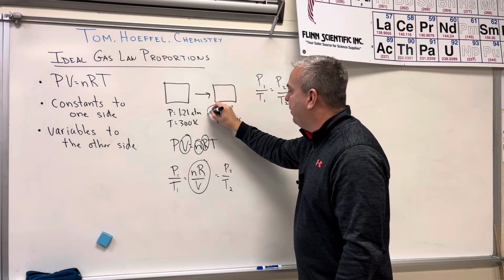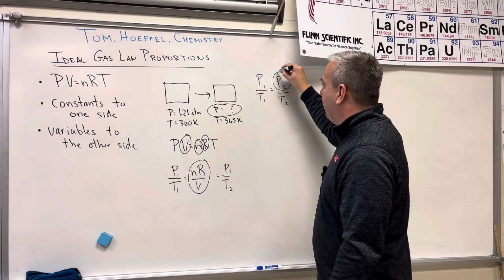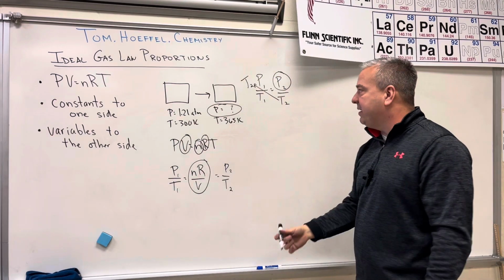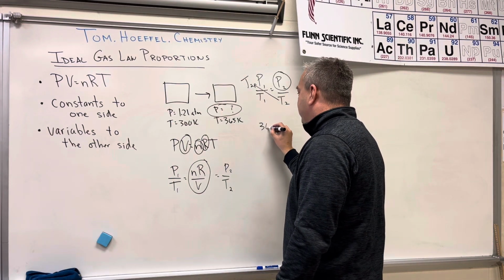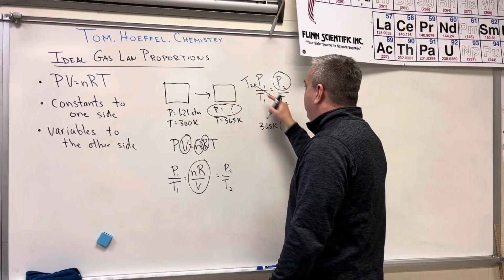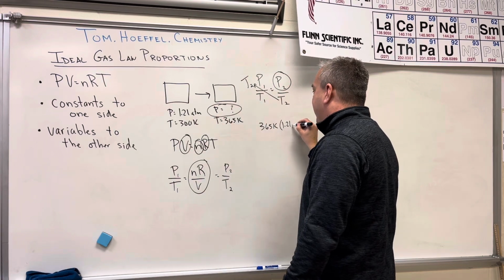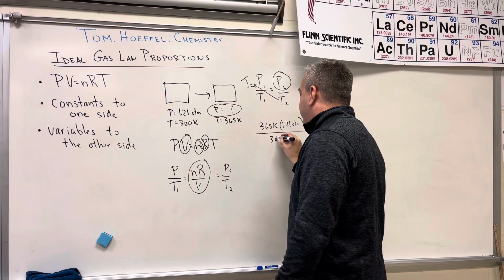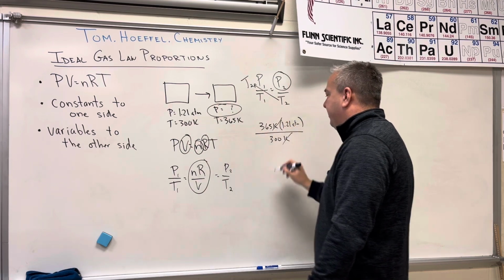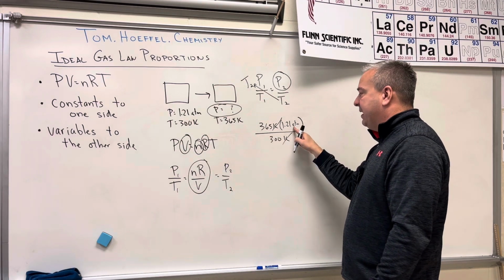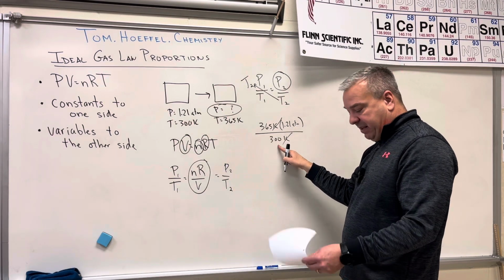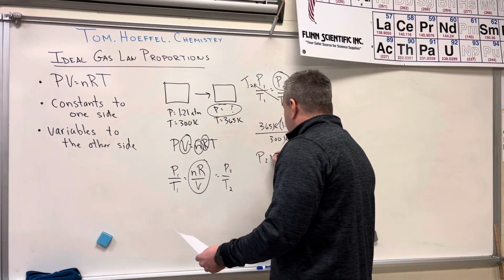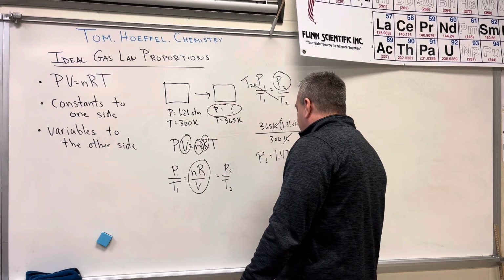What we're solving for here is P2. So we're going to bring T2 up, and then we're going to plug everything in. Temperature 2 is 365 K. Pressure 1 is 1.21 atm, and T1 is 300 K. And as you can see, the Kelvin cancels out. 365 times 1.21 divided by 300 is going to give us a pressure for P2 of 1.47 atm.